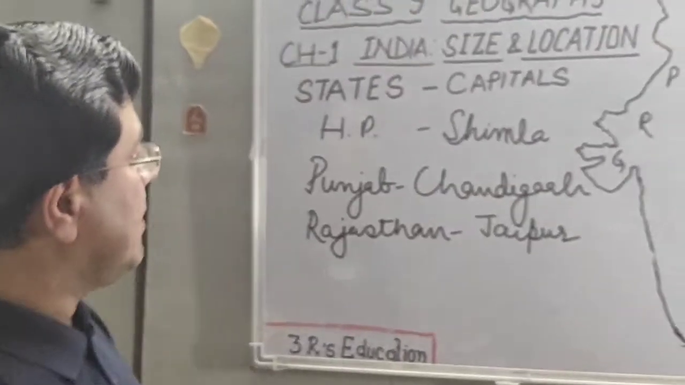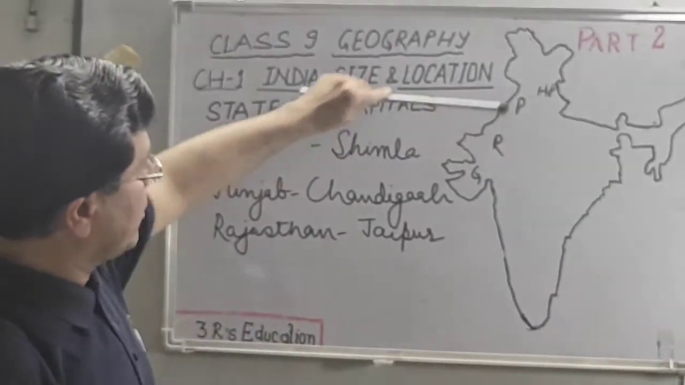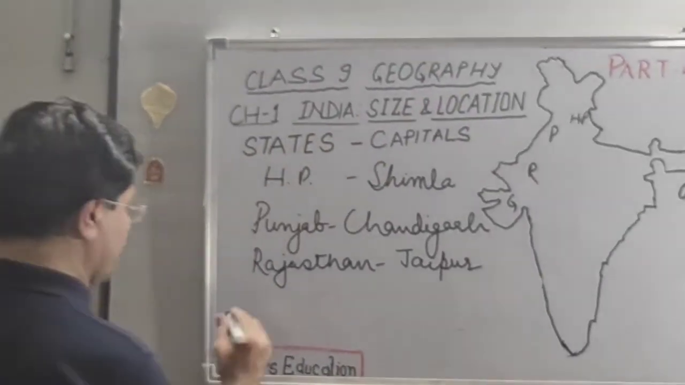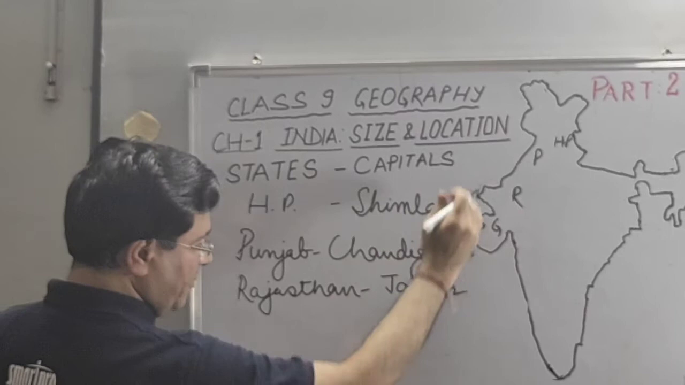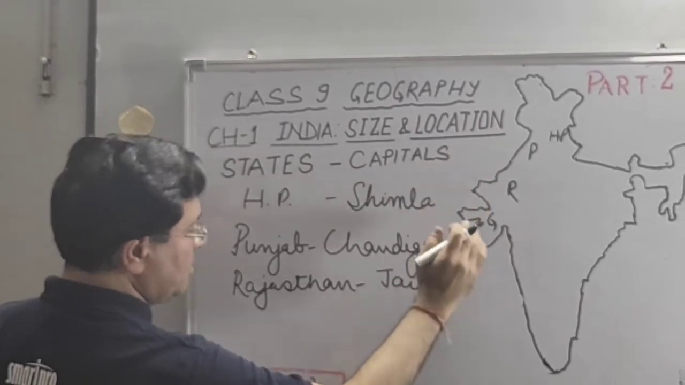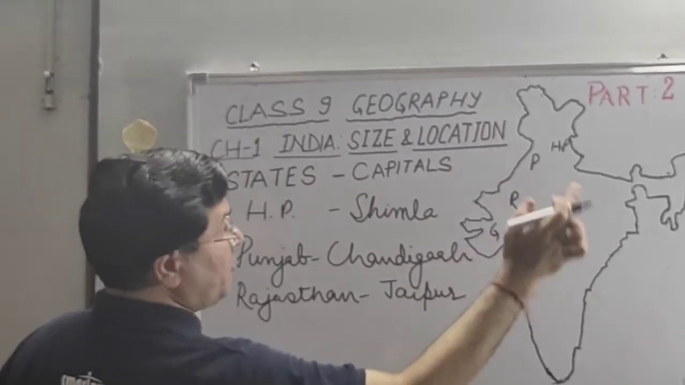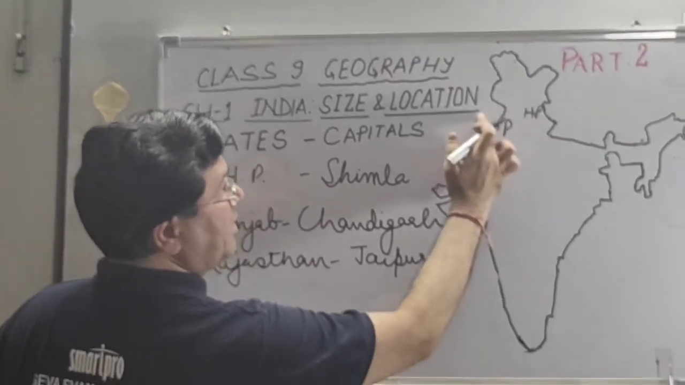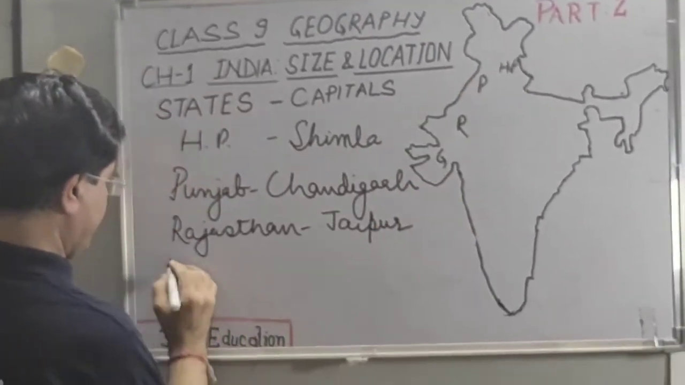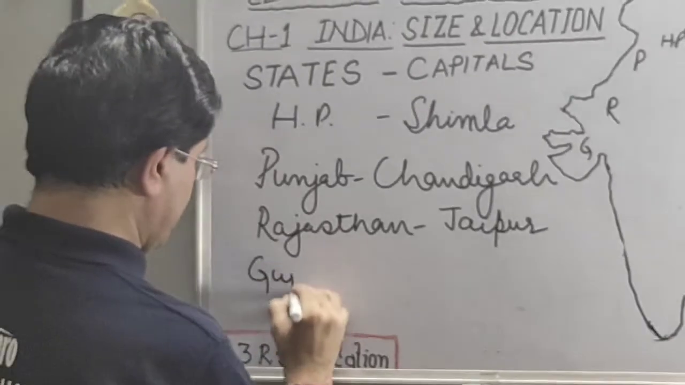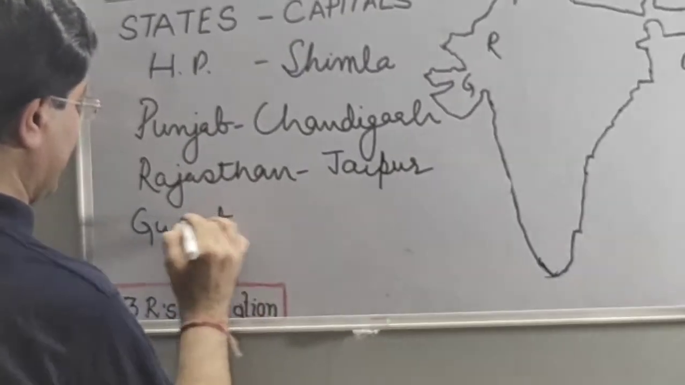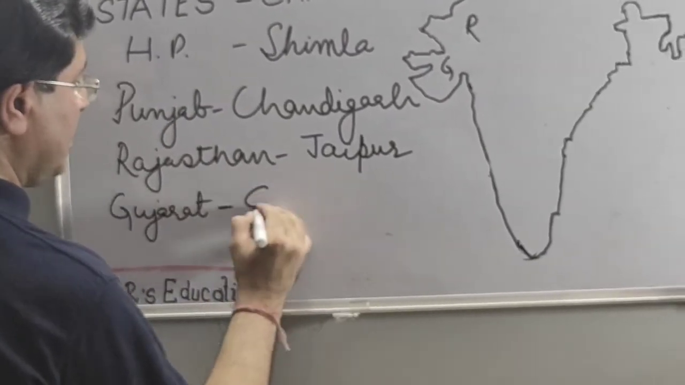Okay, and then we have Gujarat. In this line we have the southernmost state which has the common frontier with Pakistan. As a matter of fact, Himachal Pradesh does not have a common frontier with Pakistan. Gujarat, and its capital is Gandhinagar.